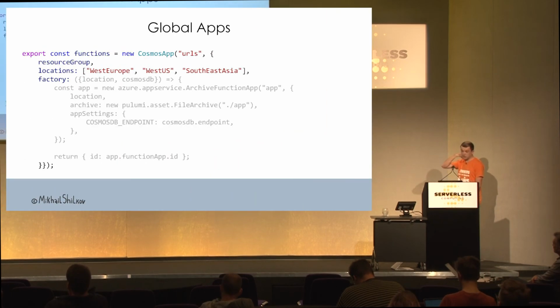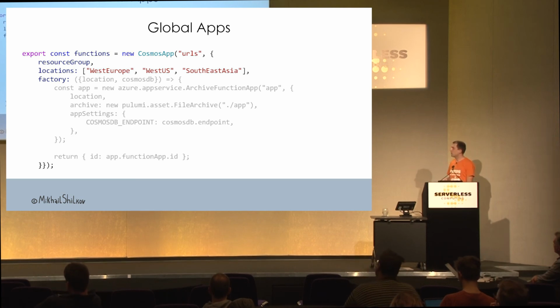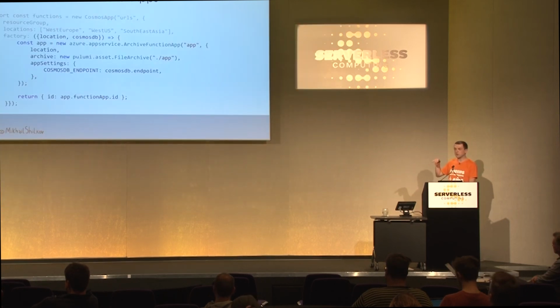simple block of code here. So I instantiate an instance of my component, Cosmos app, and I give it a list of locations to deploy my infrastructure to. And then I just pass it a factory, because we are in a general purpose programming language. I can just pass a function there, and that callback is going to be called once for every region, and it gets a location. So it creates a function app in the location, connects to Cosmos DB, and returns the ID of that function app.